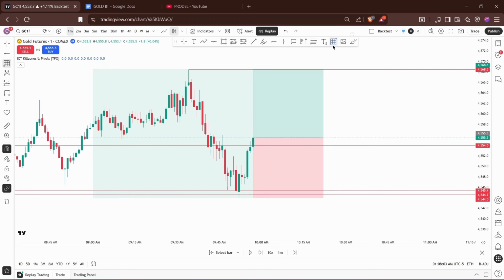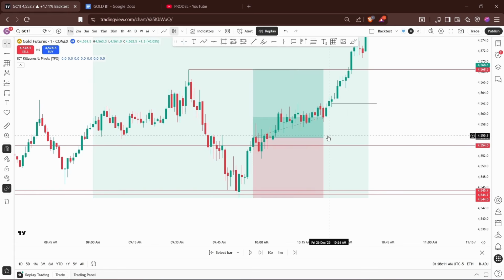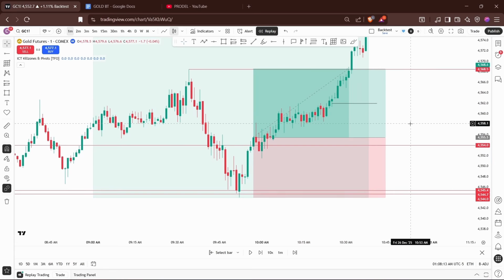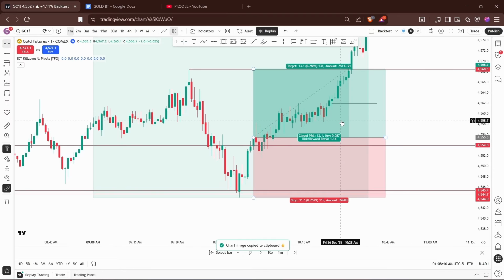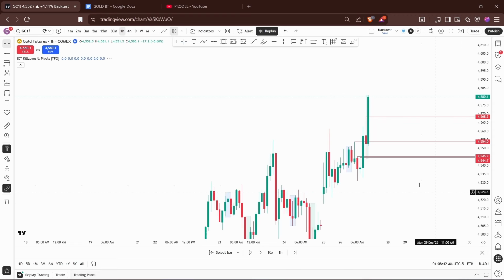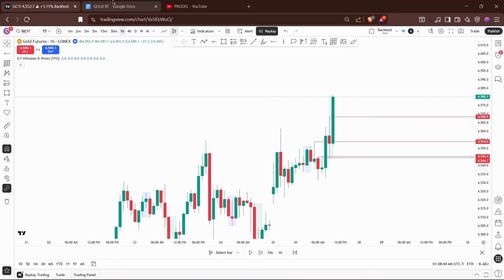at this level, and our break-even point will be like this. Let's see how it goes. Yeah, it is to our TP, so it's 1:1.4. This is the 26th December trade. Let's journal it.